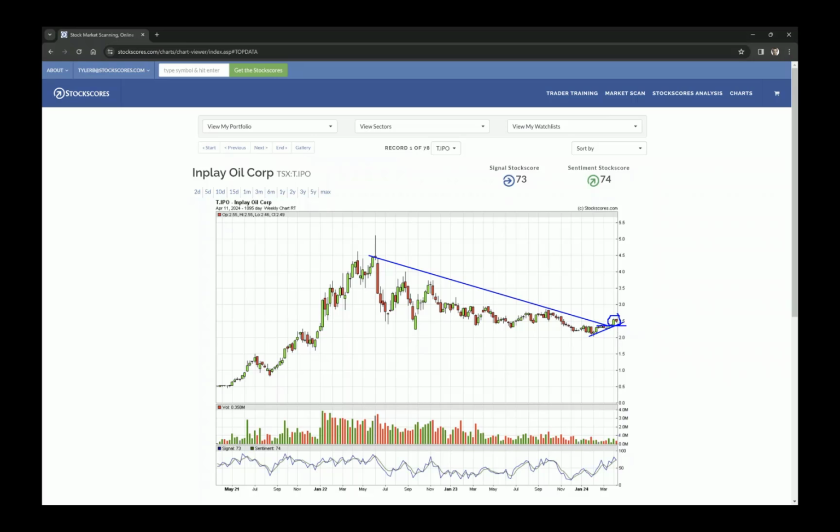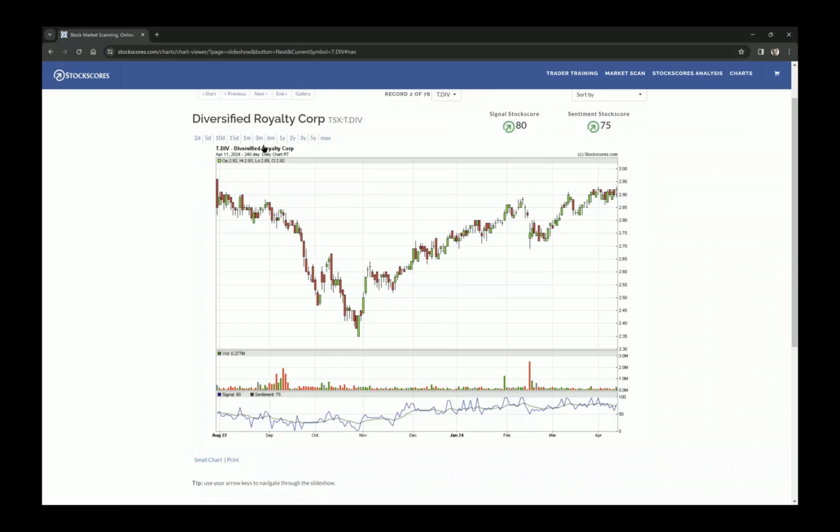Looks pretty good. Wish the volume was a little stronger, but I think this has got decent potential, and it pays a yield. Now, I've looked at this one before. I know that the yield is about 7%, so it's a pretty healthy yield. Let's go to the next one.